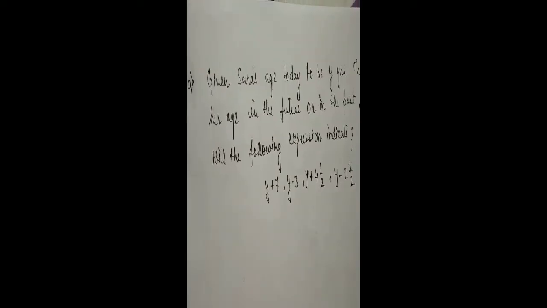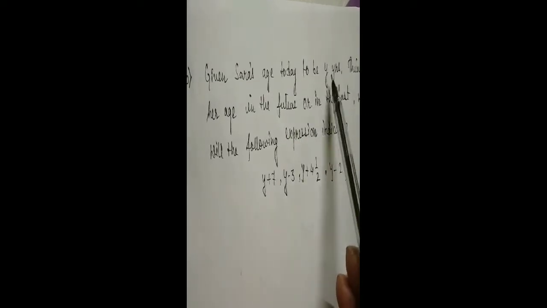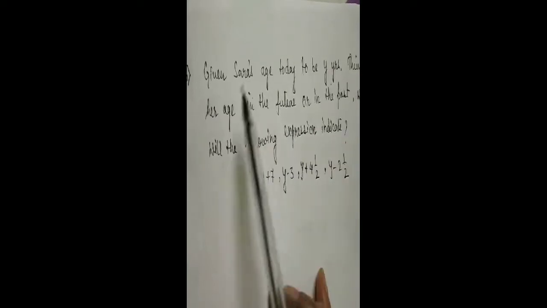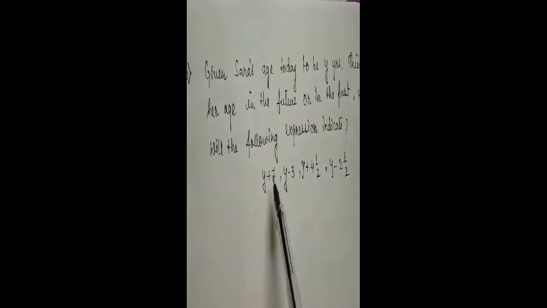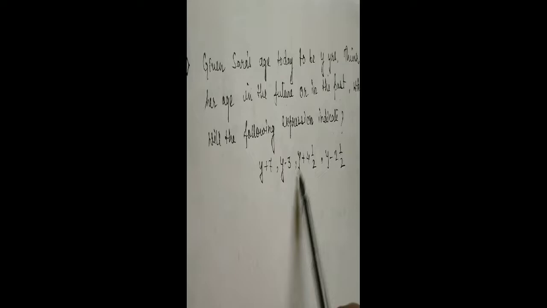Now next come to the B part. In the B part we have given Sarah's age today to be y years. Means y is Sarah's present age. Think of our age in the future or in the past. What will the following expressions indicate? Here we don't have to write the expression in a statement. Here some expressions are given. We have to identify what they show.